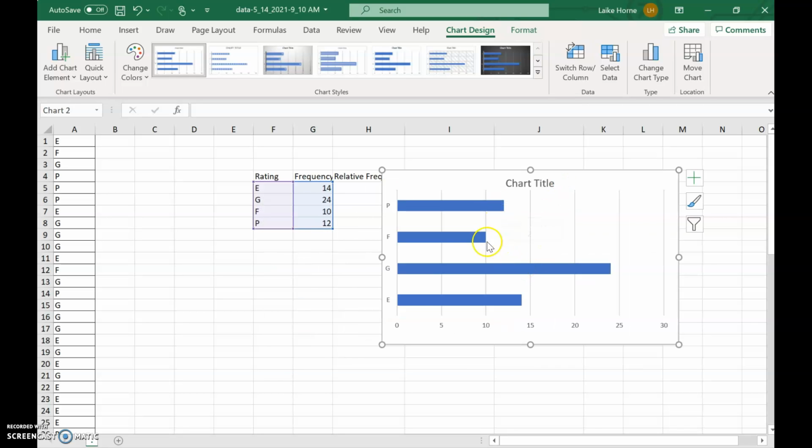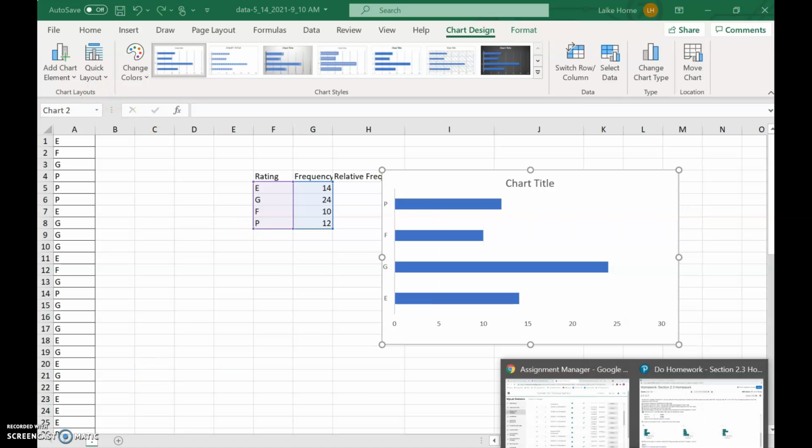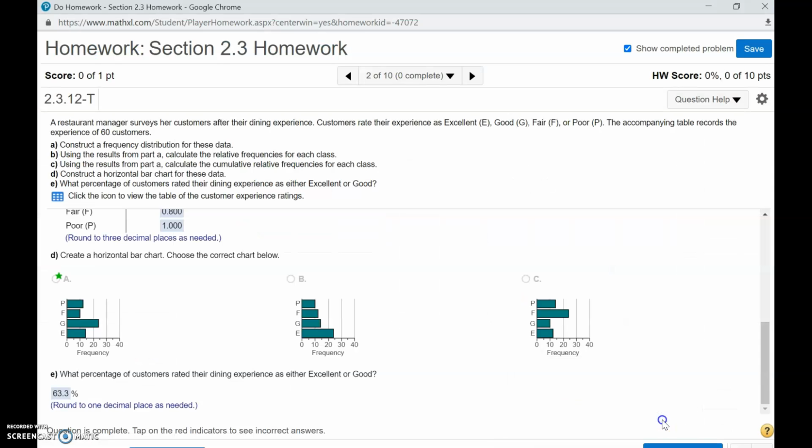You can see 14. They're all out of order, so I would have to fix that. Let me fix that real quick. Okay, I didn't need to fix that because that is the order here, P, F, G, E. So you can clearly see P, F, G, E here.